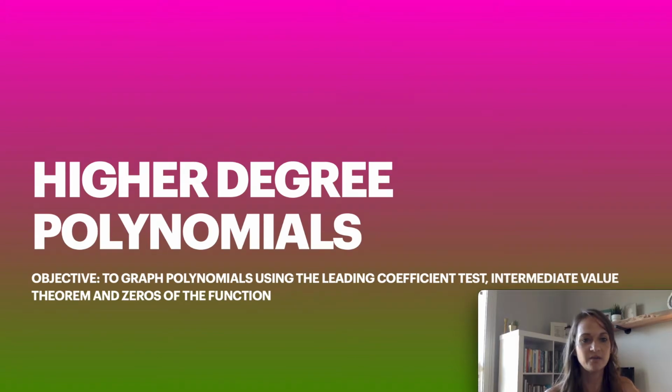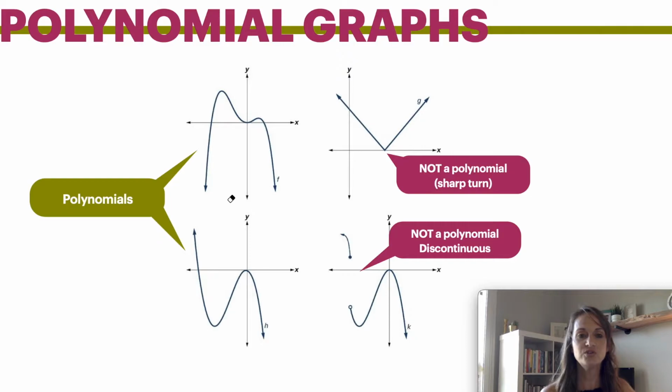In this video, I'm going to be showing you how to graph polynomials using the leading coefficient test, intermediate value theorem, and the zeros of the function. This shows you versions of what a polynomial function looks like and what a polynomial function does not look like.